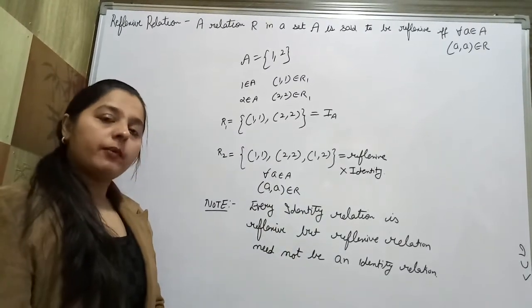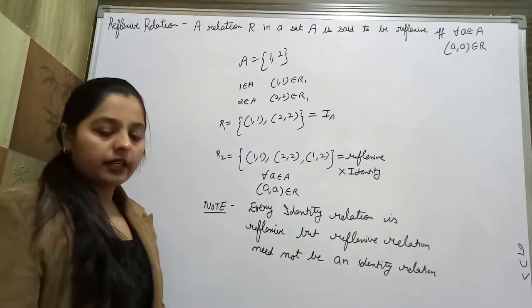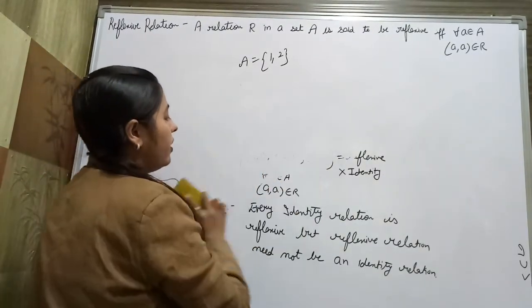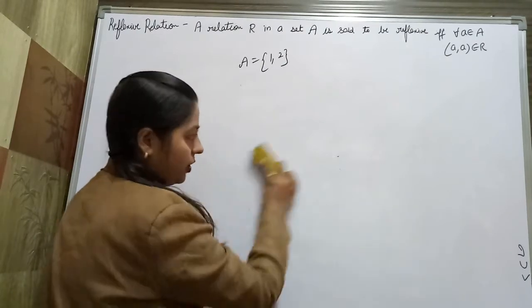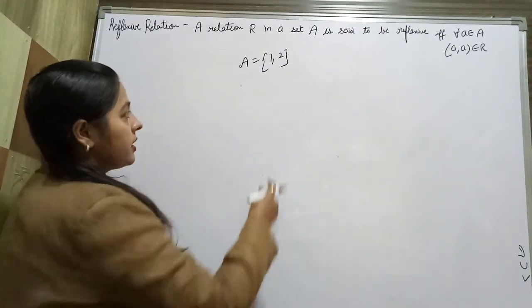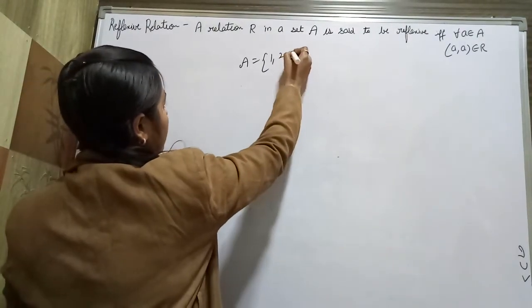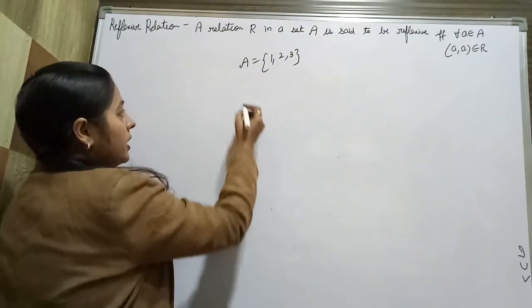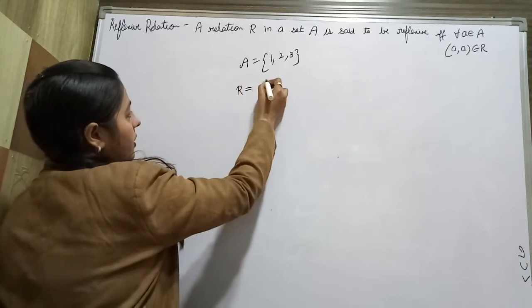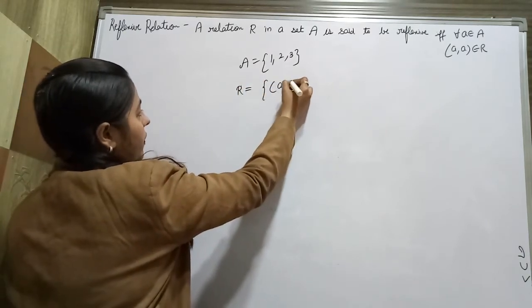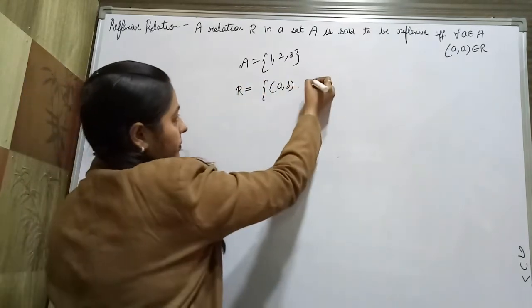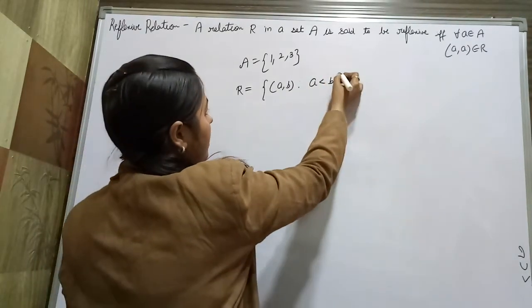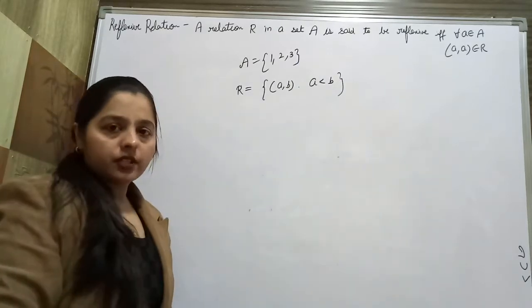So what type of mathematical examples can there be? Let us proceed with those examples. In mathematics, what type of questions may they ask you? For a set containing three elements, suppose the set A containing three elements 1, 2, 3, right? The relation in the elements a and b of A is such that a is less than b, right? a is less than b. Then is it a reflexive relation?